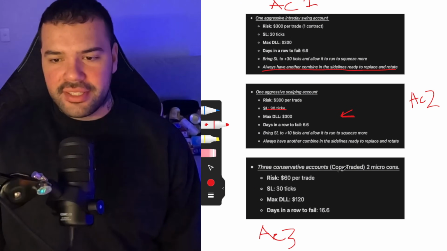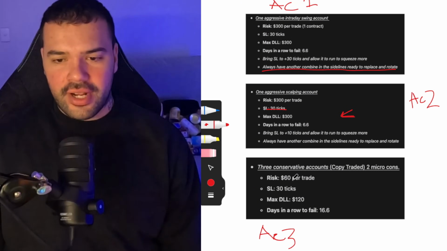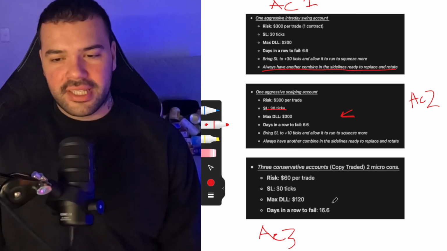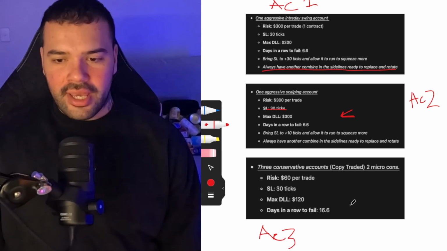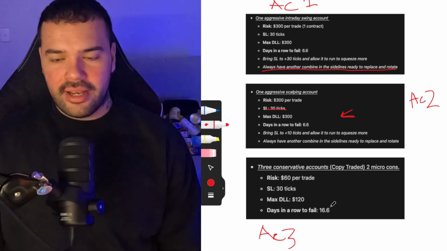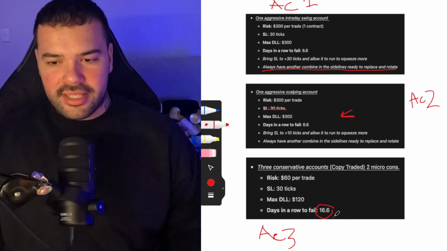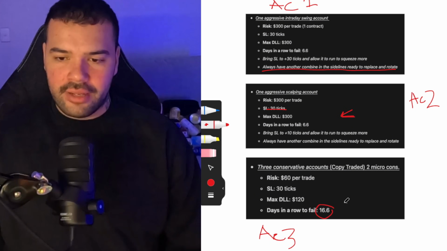And then lastly is my conservative accounts. 2 micro contracts, risking $60 per trade, stop loss of 30 ticks, max loss limit of $120. So I'd have to fail 16.6 days in a row in order to blow the account. So I've never had a losing streak that long since I became profitable. So I'm not worried about losing these accounts.